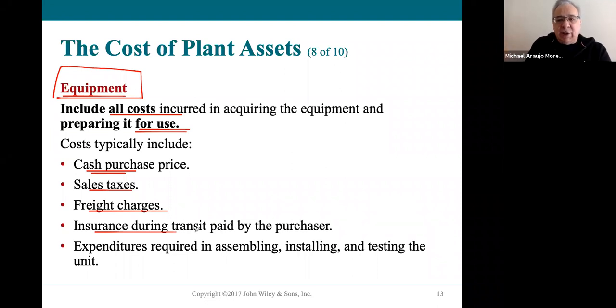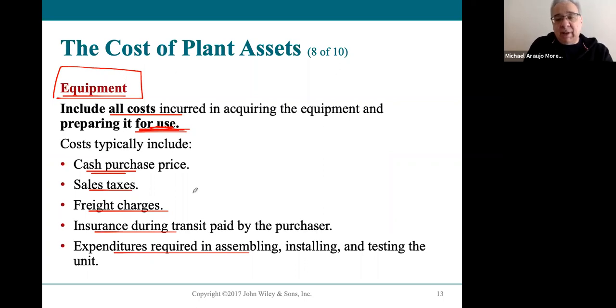And then once it gets to your place, you're going to have to assemble it, install it, test it. In some cases, if it's a brand new piece of equipment that no one's used before, training people to use it becomes part of the cost of getting it ready to use. And so anything you have to spend to get it ready for use is part of the cost of equipment.